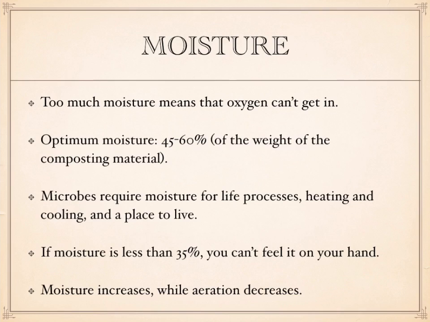Too much moisture means that oxygen can't get in. Optimum moisture is 45 to 60% of the weight of the composting material. Microbes require moisture for life processes, heating and cooling, and a place to live. If moisture is less than 35%, you can't feel it on your hand. Squeezing a small handful of compost is the standard measure of moisture. If you can see the moisture, then it is at least 35%. Moisture increases while aeration decreases.